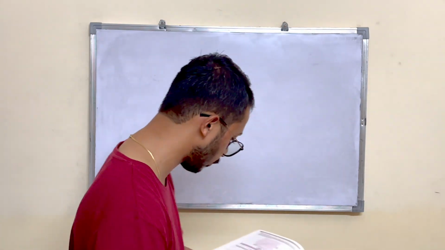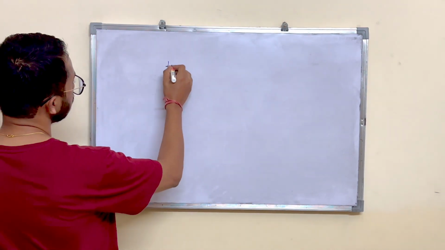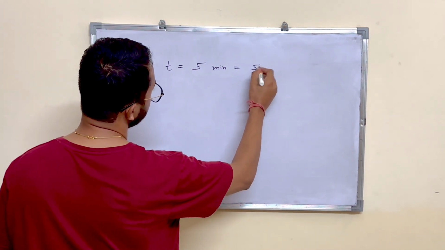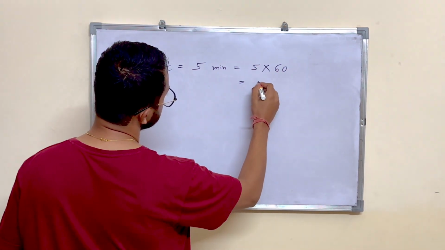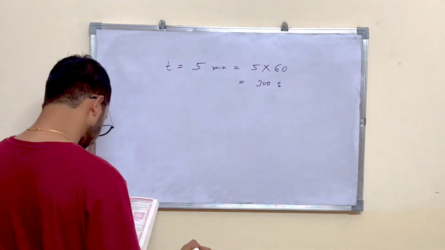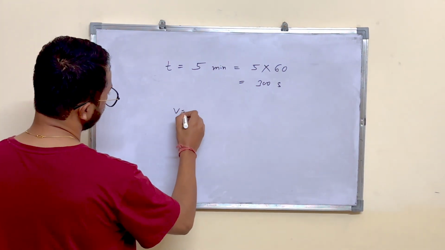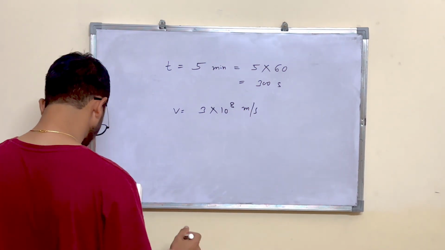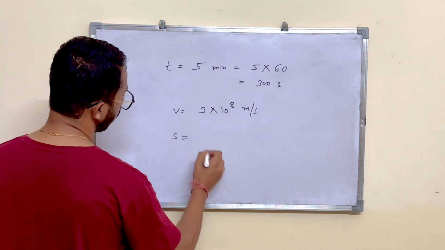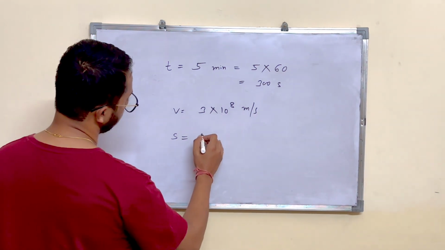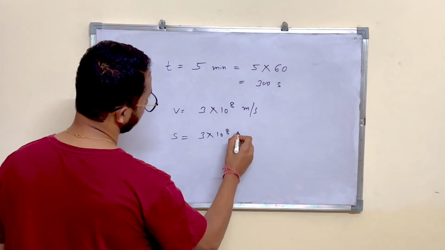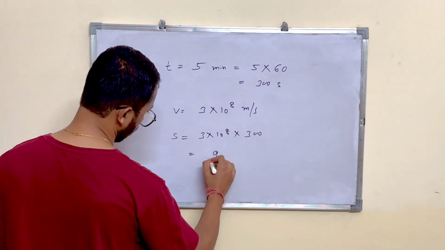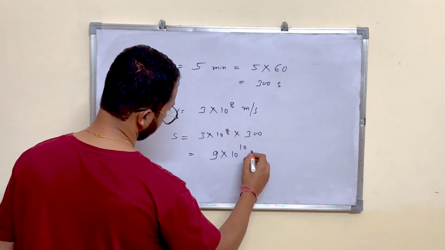So you write it as time is 5 minutes. 5 minutes converted into seconds will be 5 into 60, which gives us 300 seconds. The next speed is 3 into 10⁸ meters per second, and you are supposed to calculate the distance. So as we know, distance is your speed into time. So this will be 3 into 10⁸ multiplied by 300, which gives us the answer 9 into 10⁻10 meters.